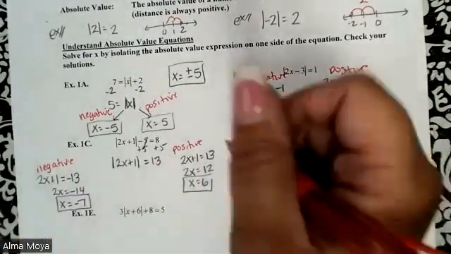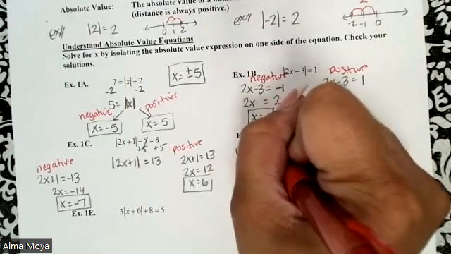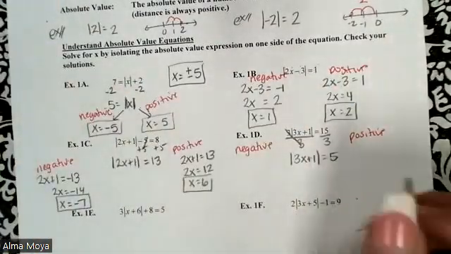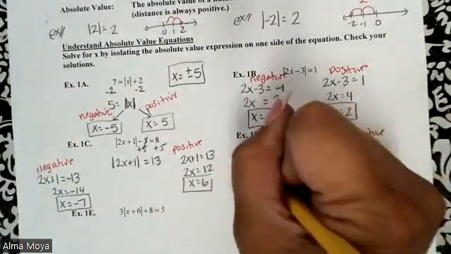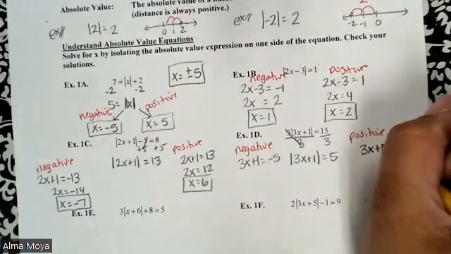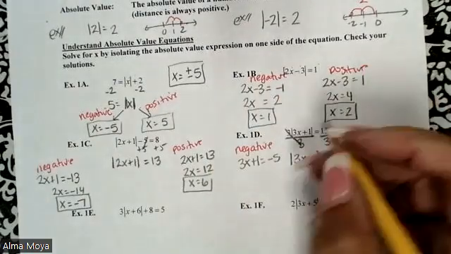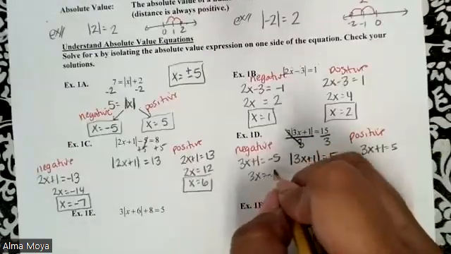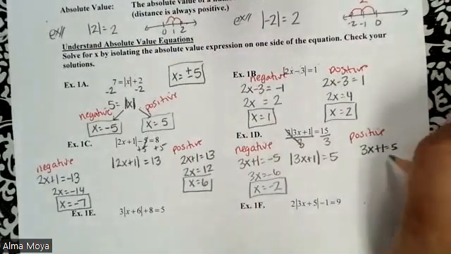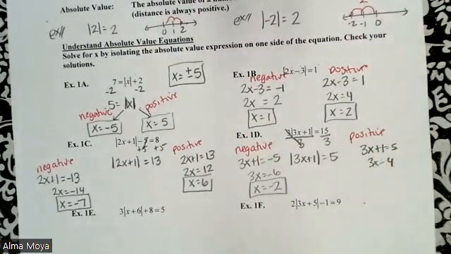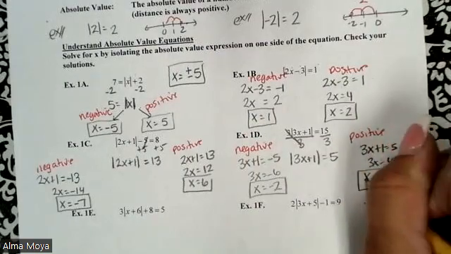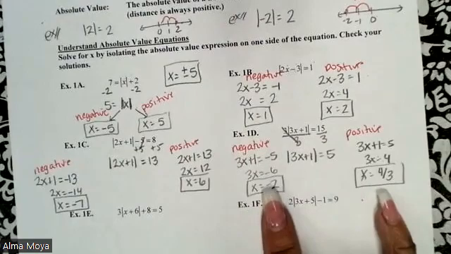Once again, I need to have a negative side and a positive side. So here I'm going to let it equal the negative. So I have 3x plus 1 equals negative 5. And here's the positive side: 3x plus 1 equals positive 5. Here I'm going to subtract 1 from both sides and then divide by 3. So that answer is negative 2. Here I'm going to subtract 1 from both sides. And then when I divide by 3, that is actually 4/3. So it's negative 2 and 4/3.